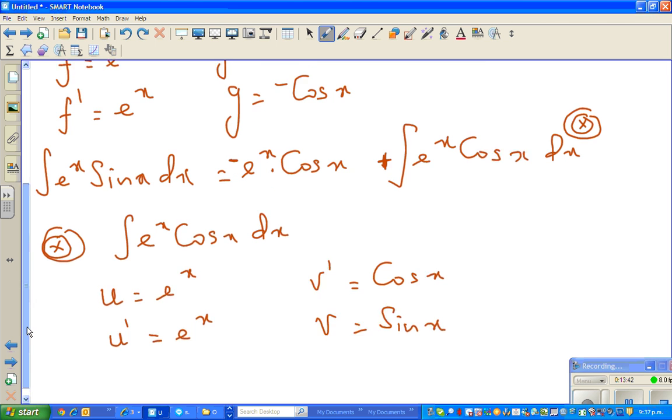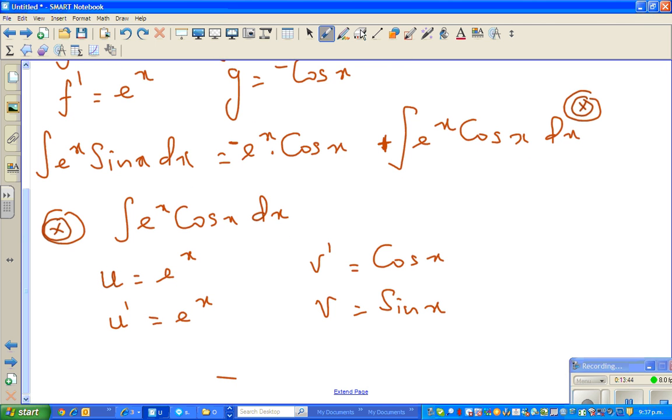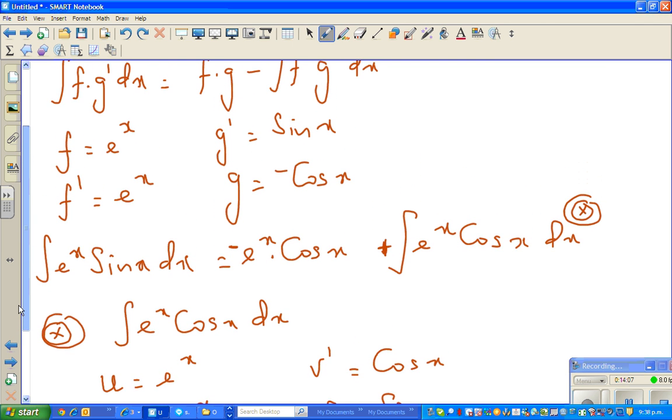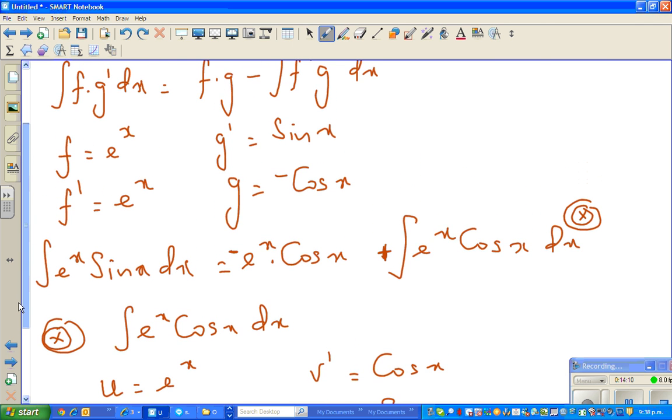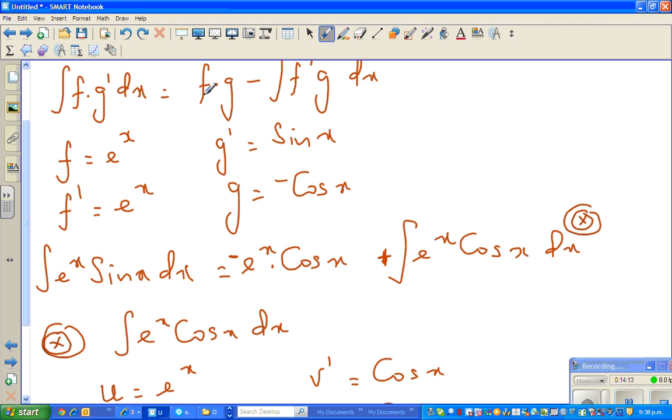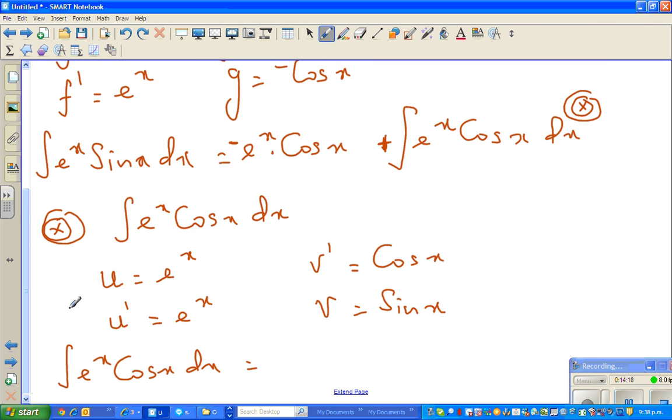So applying the same formula, integrating by parts, we can write now, we're almost there. So this is equal to integration of e to the power x cos x dx. Let us go back to the formula. What does the formula say? The only difference that we have done is instead of f and g, I've taken u and v. So f dot g becomes u dot v. So what is my u? U is e to the power x. What is my v? Sine x.